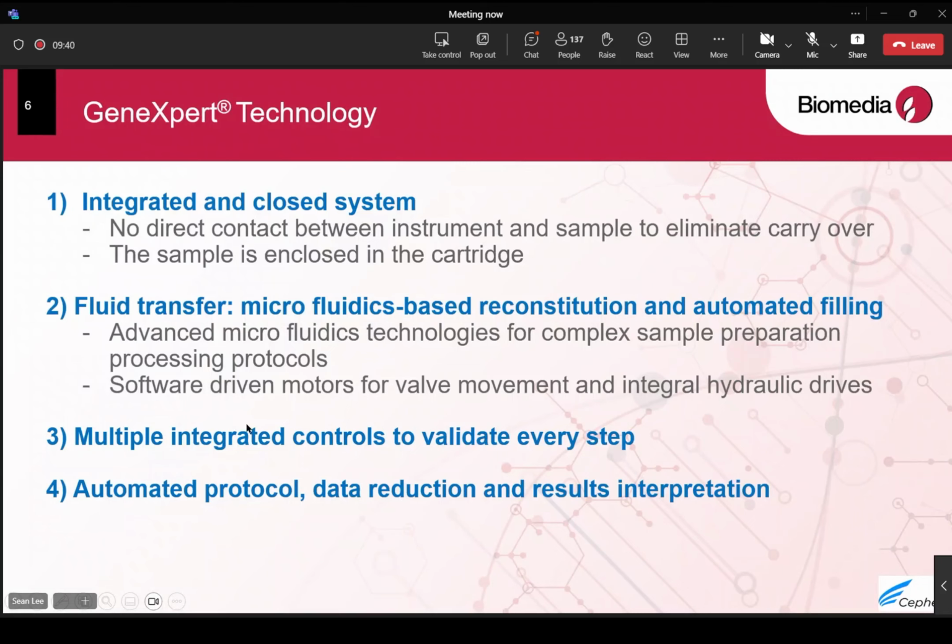Okay, so when you run PCR tests, you need to have controls. Without controls, the result that you get is not valid. So this is the reason why Cepheid has integrated multiple controls in each cartridge to validate every step. So that the result that you get, for example, the negative result that you get is a true negative result. Okay, so it is very important to have controls in the cartridge. Okay, the protocol is given to you. The data reductions and result interpretation will be done for you. So you don't have to do the calculation by yourself.